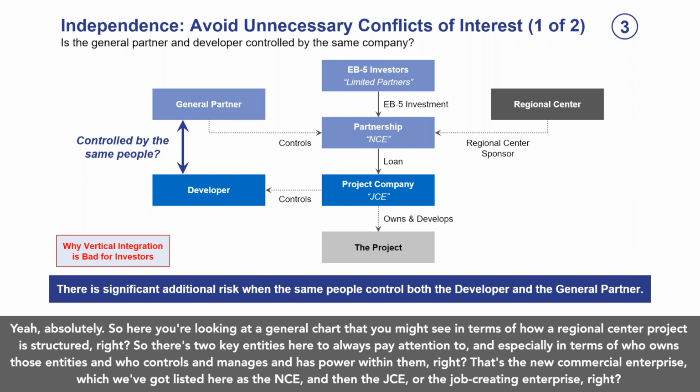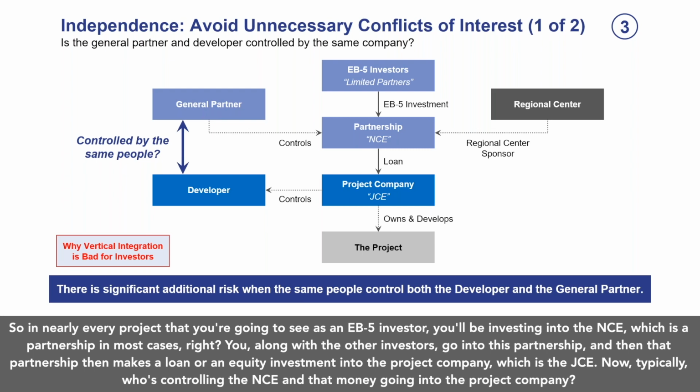Yeah, absolutely. Here you're looking at a general chart that you might see in terms of how a regional center project is structured, right? So there's two key entities here to always pay attention to, especially in terms of who owns those entities and who controls and manages and has power within them. That's the new commercial enterprise, which we've got listed here as the NCE, and then the JCE, or the job creating enterprise. In nearly every project, you as an EB-5 investor will be investing into the NCE, which is a partnership in most cases. You, along with the other investors, go into this partnership, and then that partnership makes a loan or an equity investment into the project company, which is the JCE.